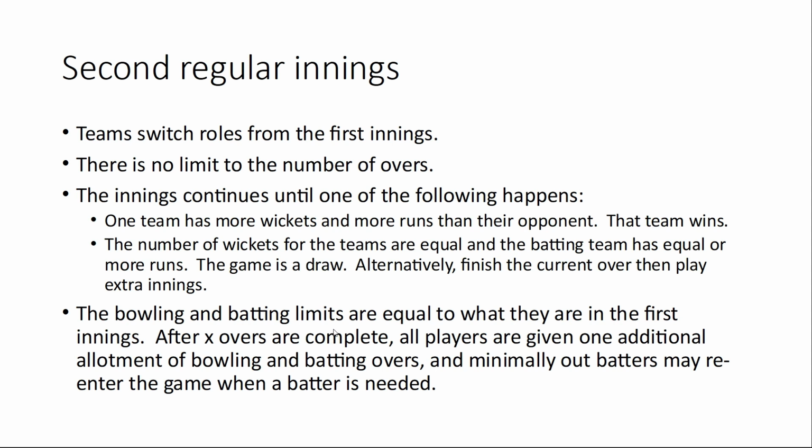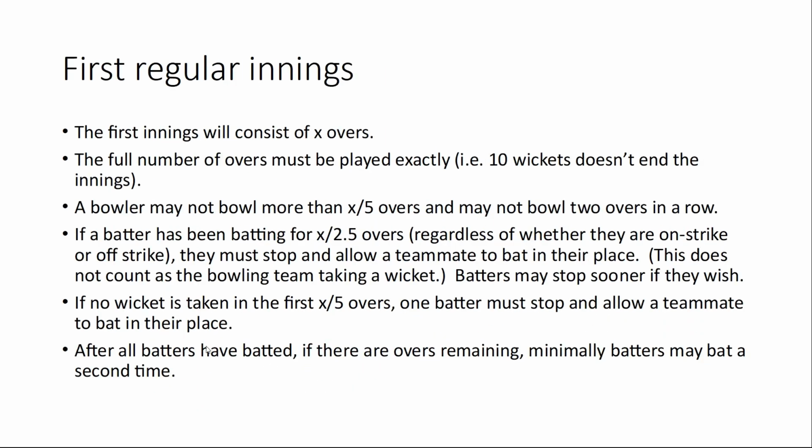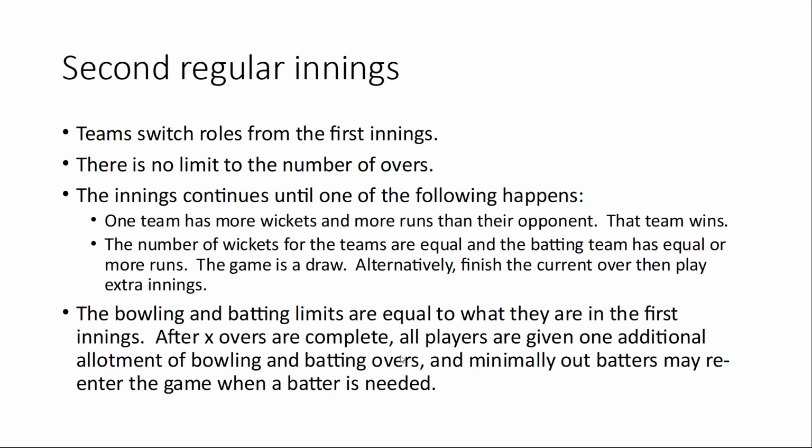The limits for bowling and batting are the same as they were in the first innings. However, after X overs are complete, because there's no limit to the number of overs, you might play more overs in the second innings than in the first. At that point, all players are given one additional allotment of bowling and batting overs. So if you've bowled your limit, but now we've played the full X overs, well, you've got another allotment for bowling more if you'd like. And then the same thing for batting. And minimally out batters may re-enter the game when a batter is needed after X overs are complete. So that's just the way that it would work. So if you remember in the first innings, the batters can re-enter for a second time after all of the batters have batted.